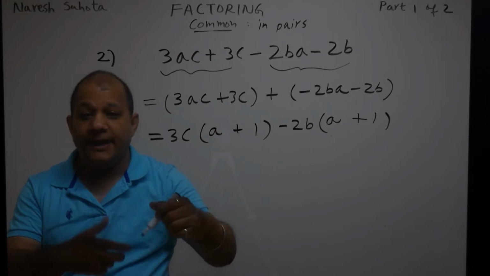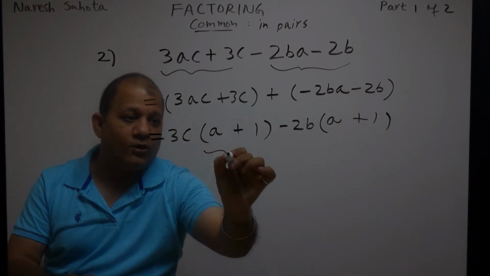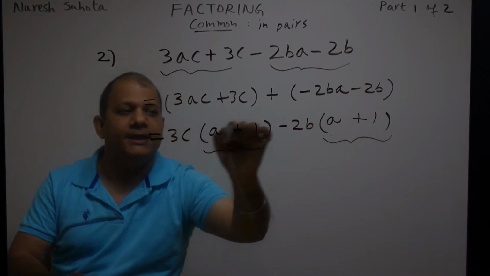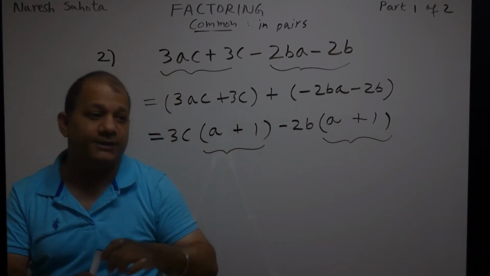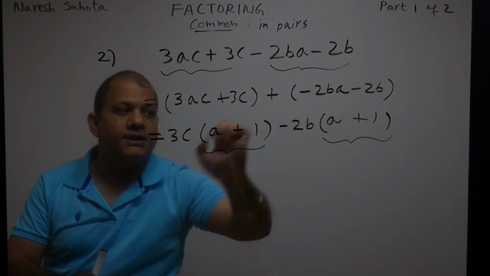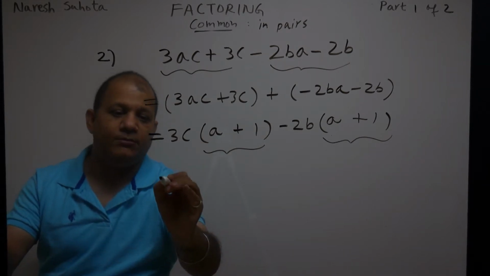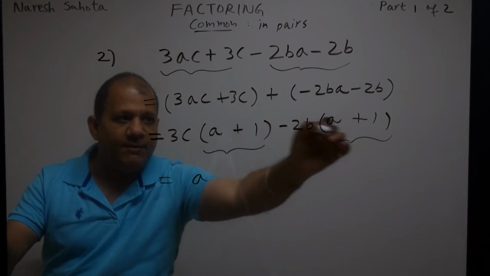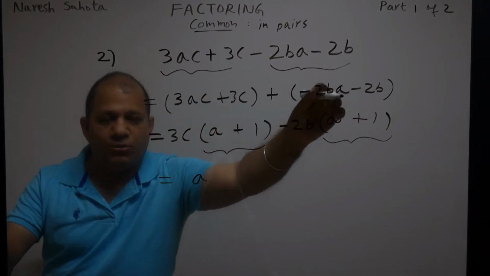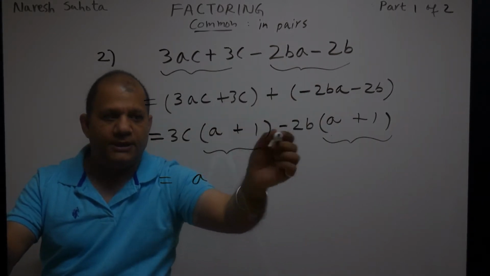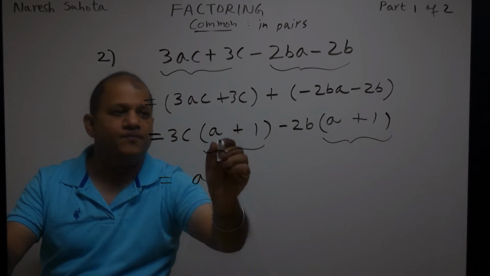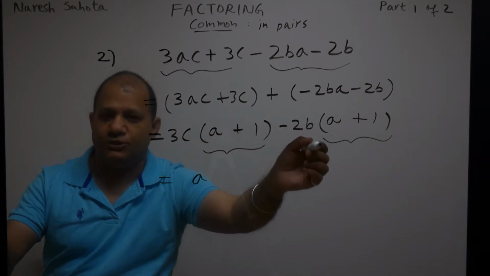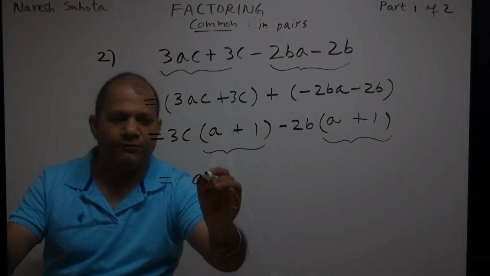Now the next step is I'm hoping that I would have the same bracket in both terms, right? And I do. So a plus 1 is a common bracket. So I can pull that out now. So I'm factoring further, right? So at this step, I factored these two brackets. I factored the pair separately, but now I factor further because in this expression I have a bracket which is common. So you always want to factor fully.